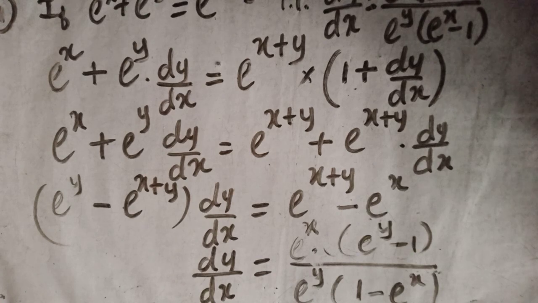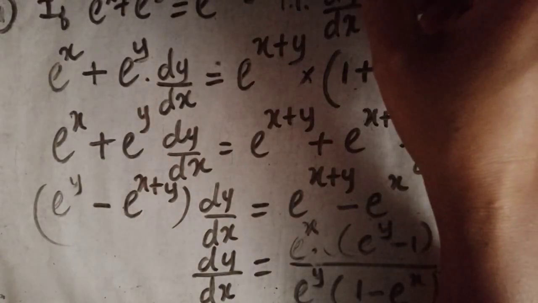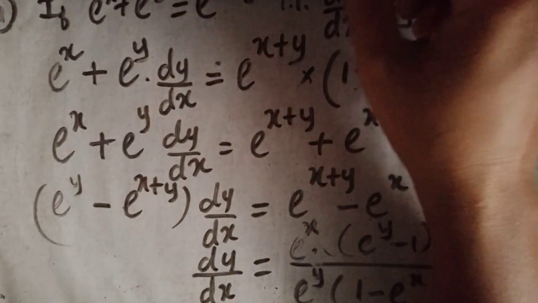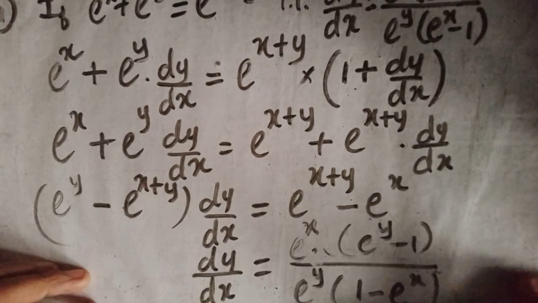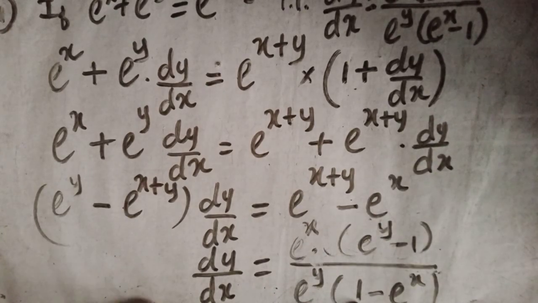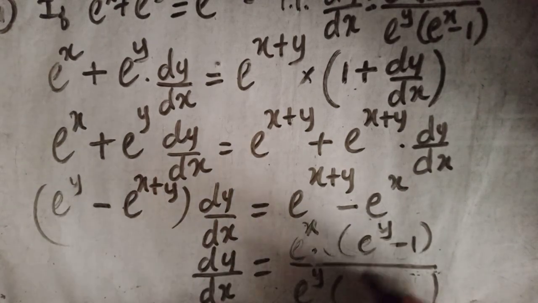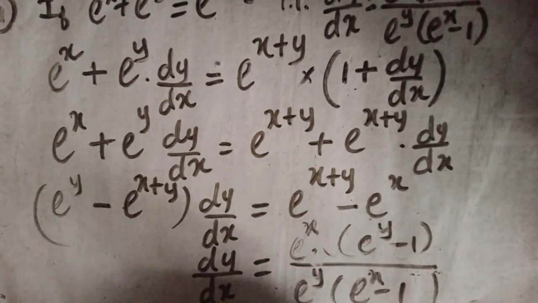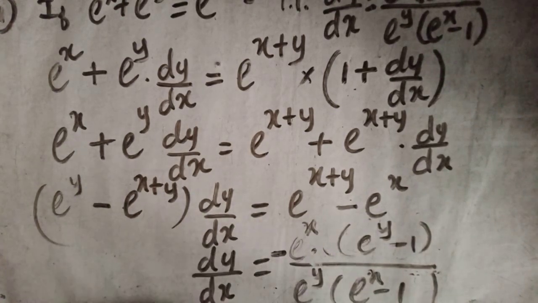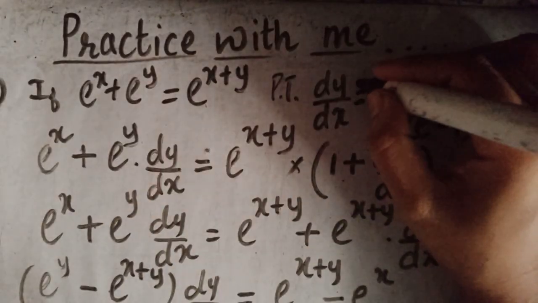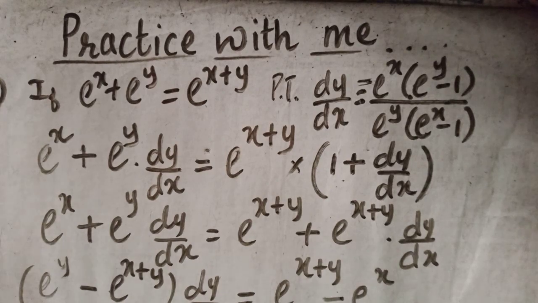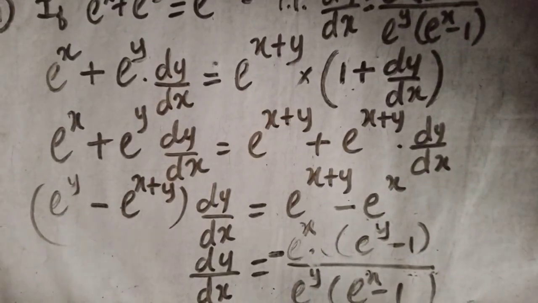Here it was a minus sign in the question, so you can write this as e raised to x minus 1. You can take out the minus sign. Here in the question it was minus here. So this is the answer.